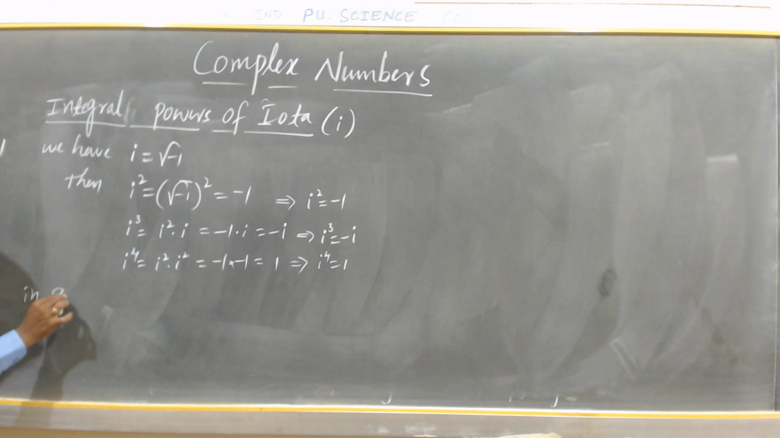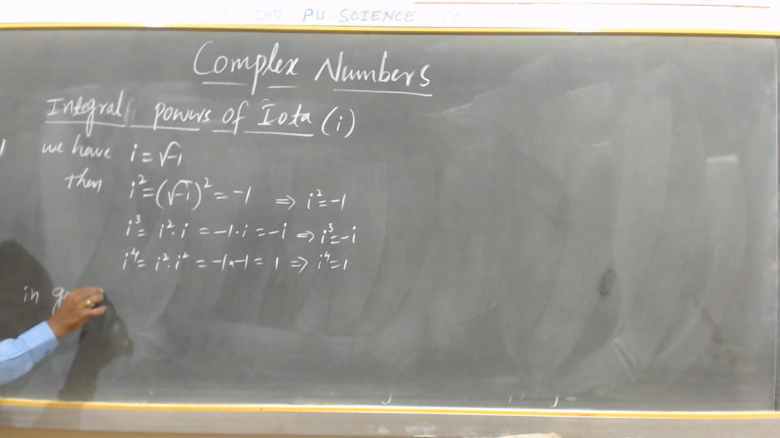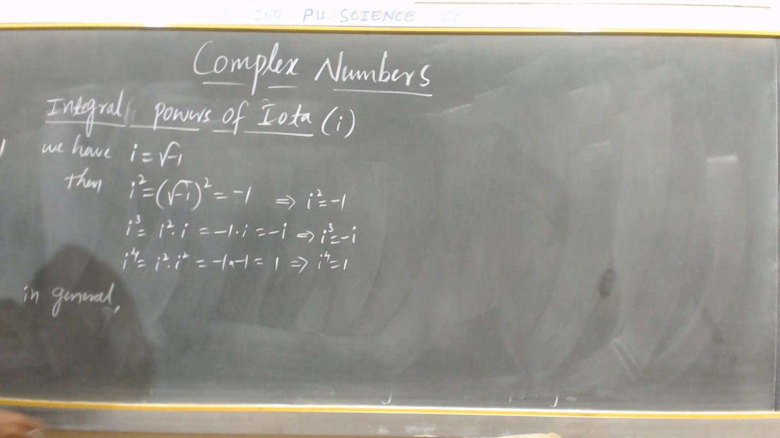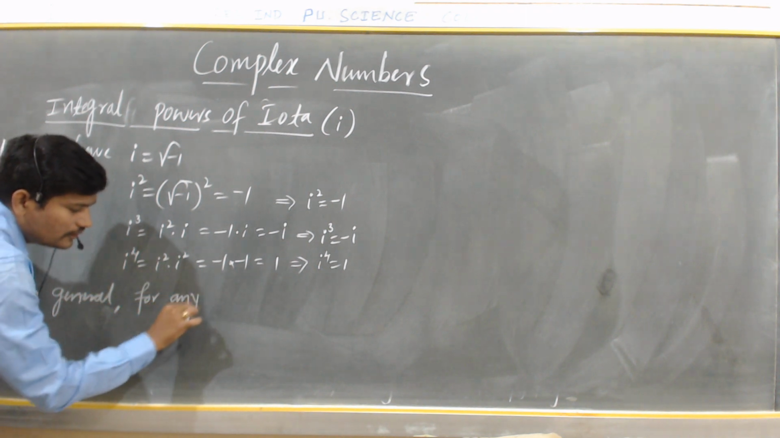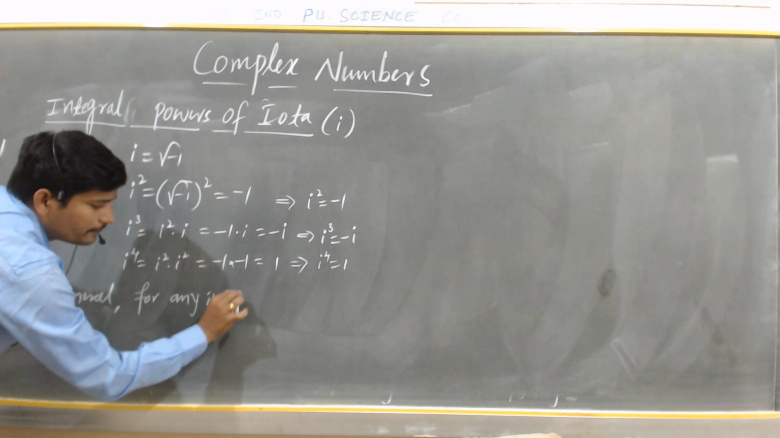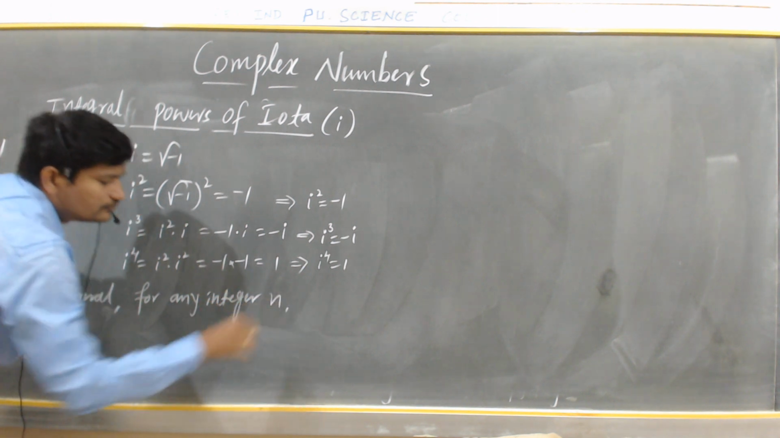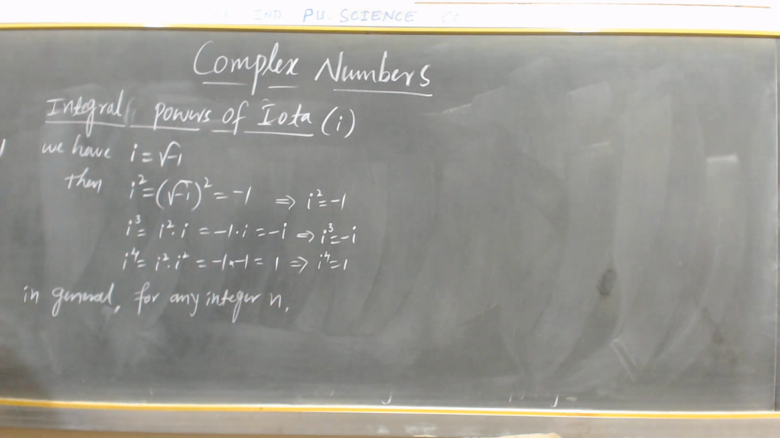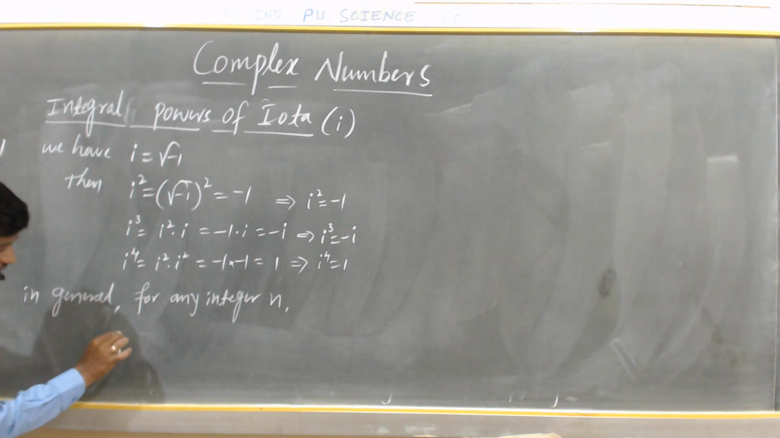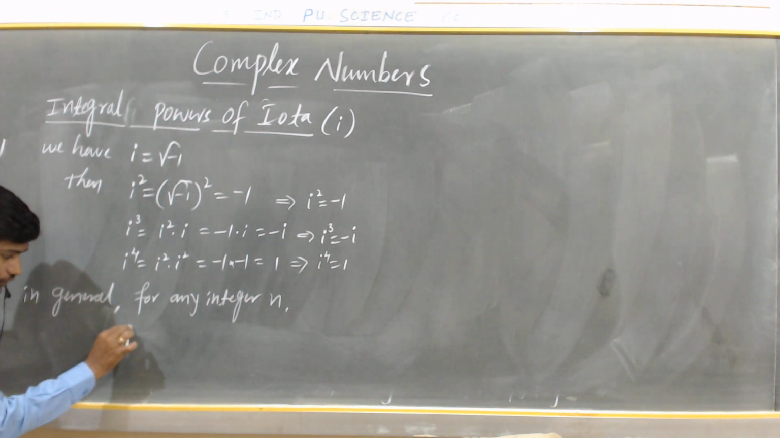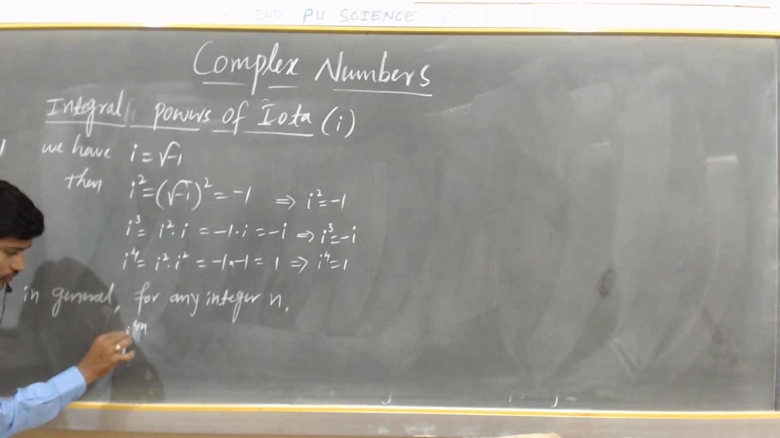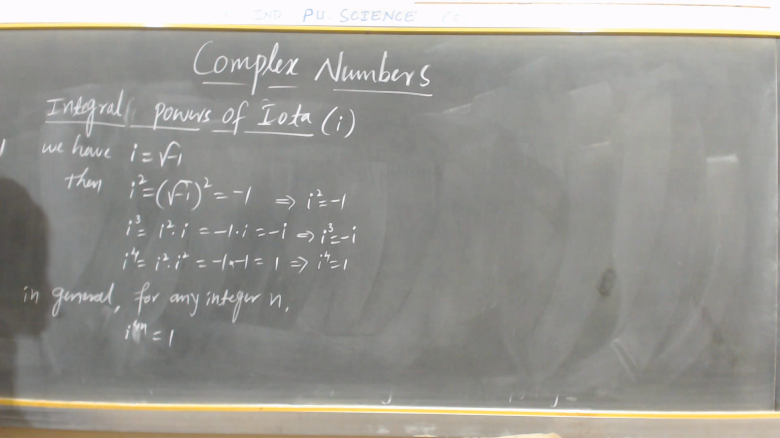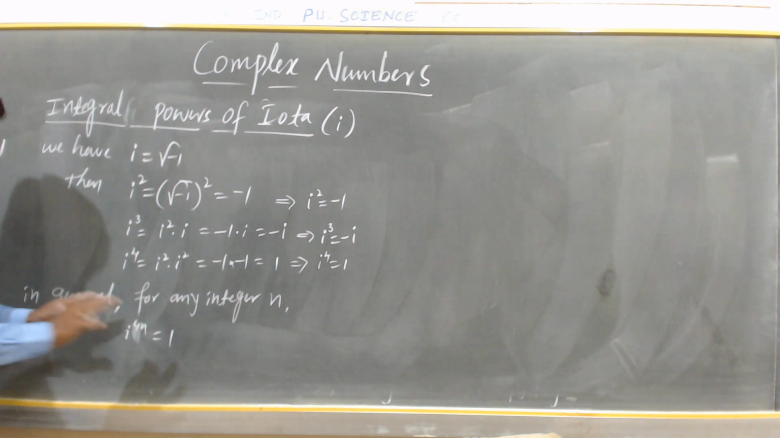Now, in general, for any integer n, I will write it directly here. Suppose I write I to the power of 4n, I to the power of 4n equal to 1. Listen here all of you, this is the general form.